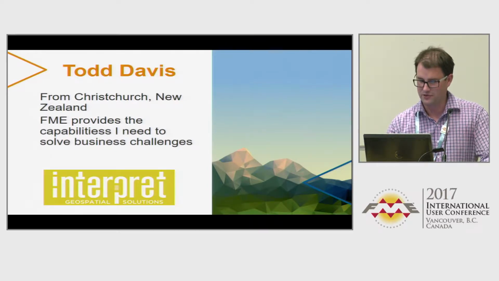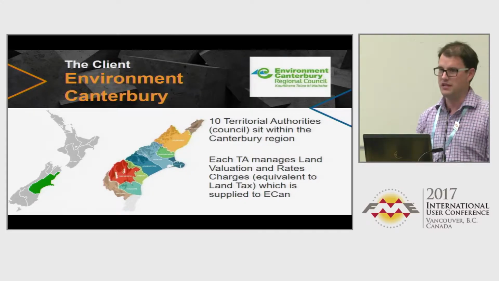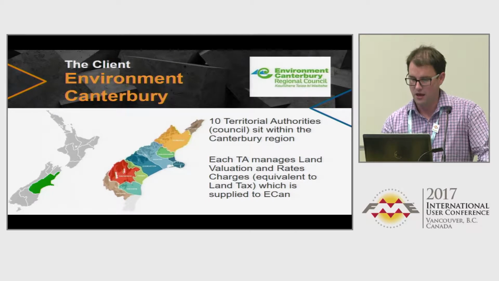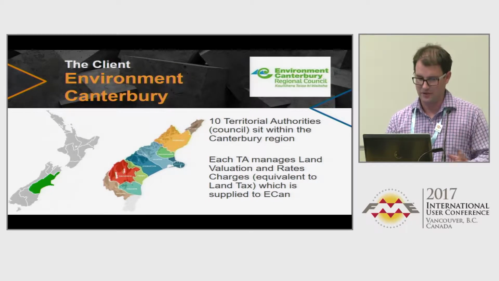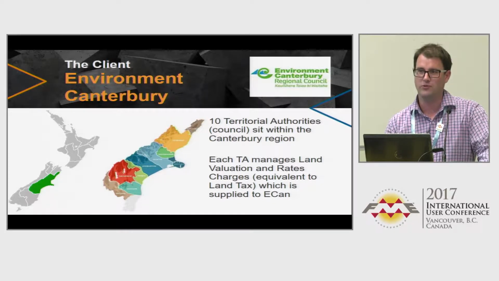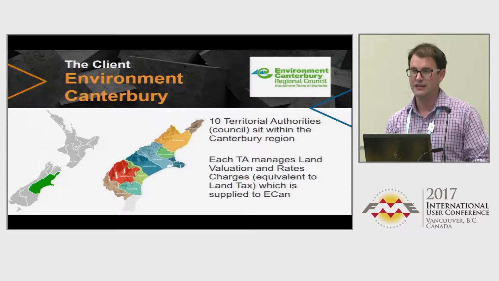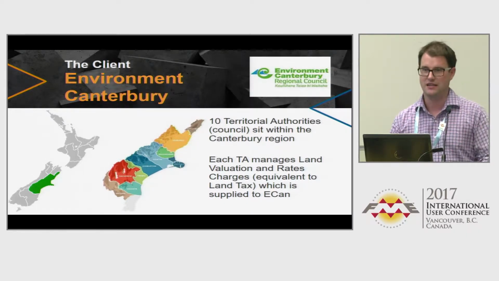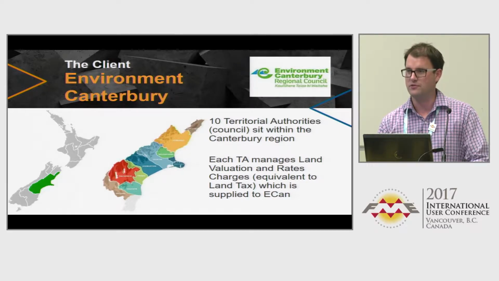But what I'm going to talk to you about today is a regional council in New Zealand called Environment Canterbury, and they cover a big region of Canterbury, which is shown by the green area in the map of New Zealand, and on the right map, there are the 10 local councils that sit below it. Now, each of those councils collects rates against properties, so basically land taxes, and a portion of that goes through to Environment Canterbury.